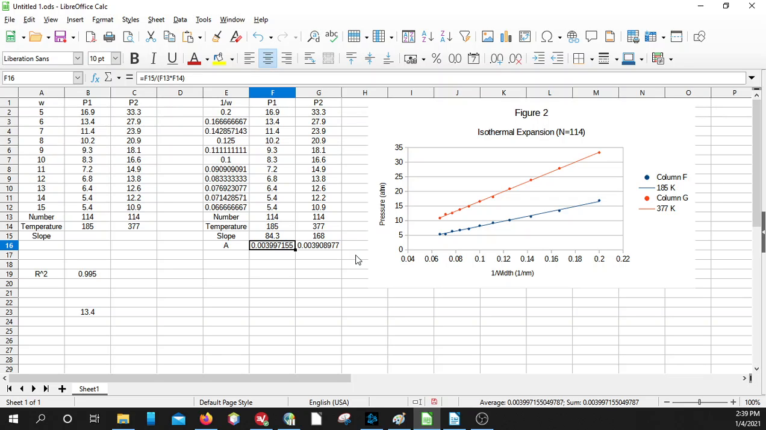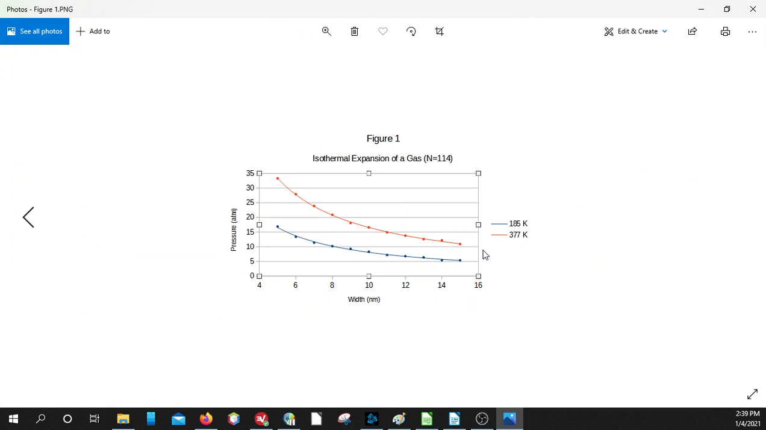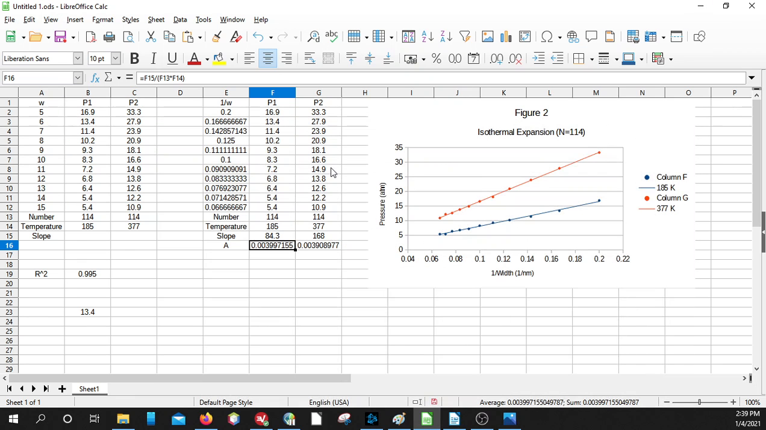We have nice lines. I'll bring up the other one real quickly. This was our actual data. Again, this behaves like you'd expect it to. We know as the width increases, the pressure is going to drop. The data fits that line very well, and these look linear. So again, we're getting roughly the same A for both.